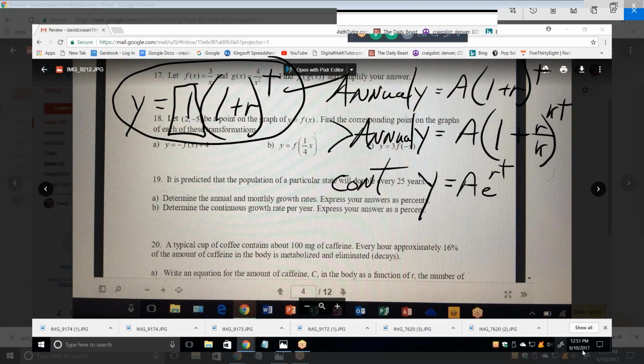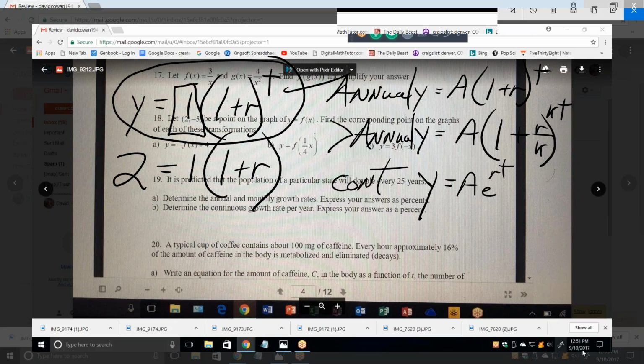It's going to be... You got it. Say it. If it doubles, what does the 1 become? 2. Okay. So 2 equals 1 times the rate is what we're trying to figure out. We don't know what that is, but they've told us 25 years. So now I have an equation with only 1 variable.